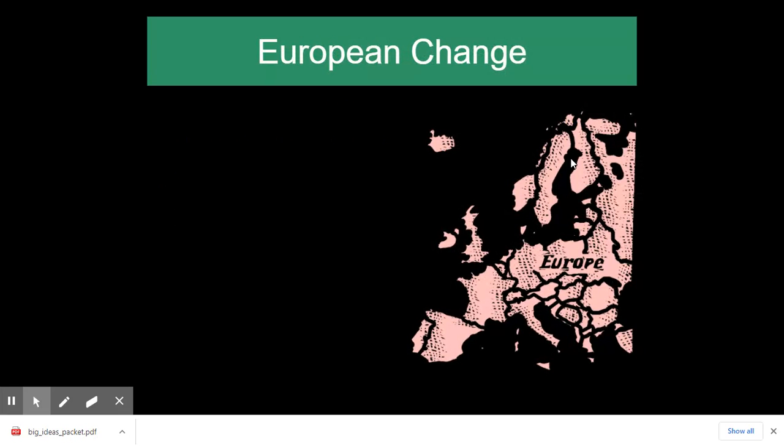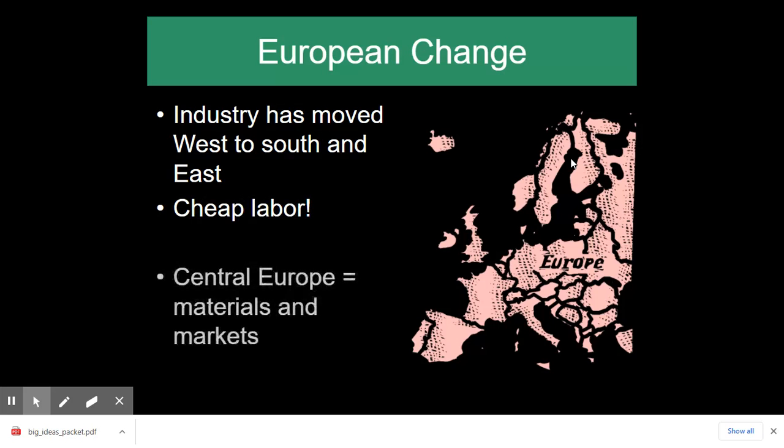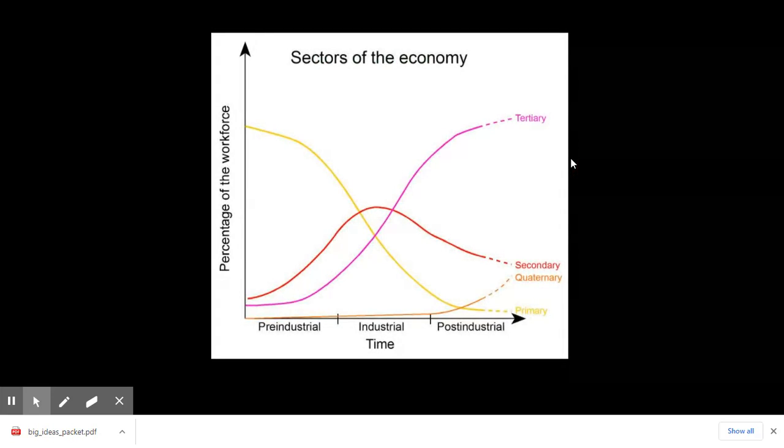For Europe, the shift is moving to the South and East because of cheap labor. It used to be much more in Western Europe, and now it's moving down into Central Europe, where they can capitalize on immigrants and cheap labor. The third topic down there says a maquiladora. What is a maquiladora? I've already showed you this.